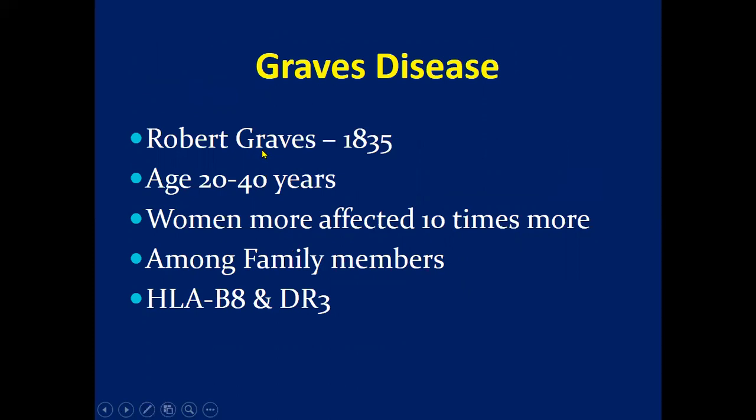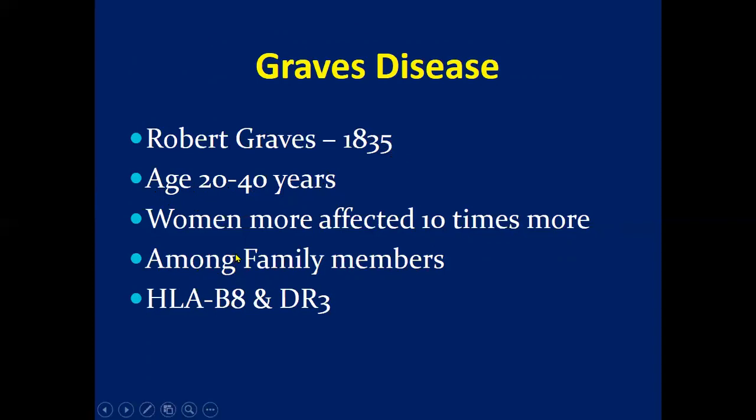Graves' disease is an autoimmune disease that leads to the generalized overactivity of the thyroid gland. It is the most common cause of hyperthyroidism, and it was named after Robert Graves, an Irish scientist, 150 years ago. It occurs most commonly between the ages of 20 and 40 years. Women are affected 10 times more than men.